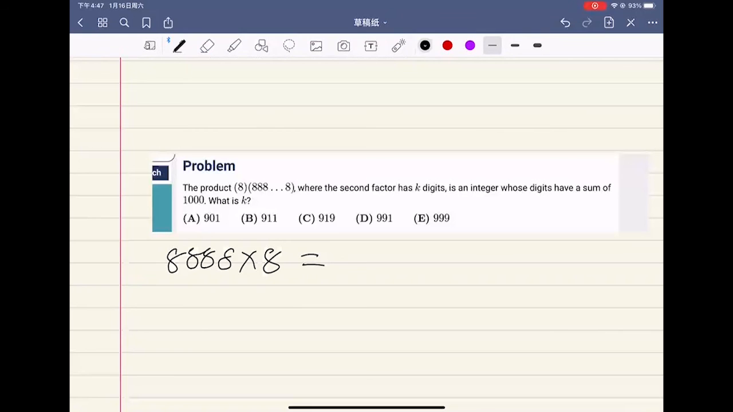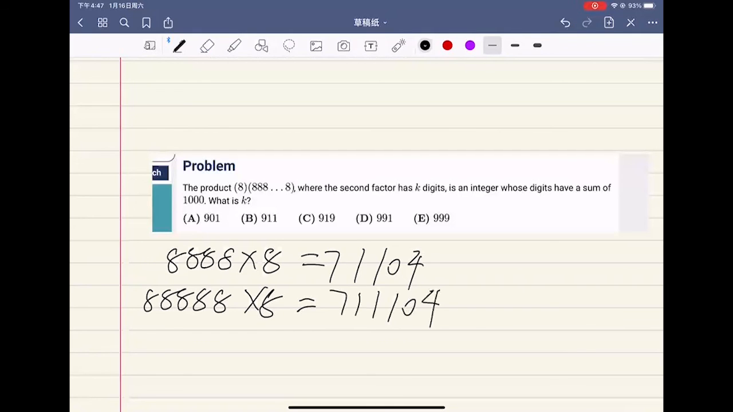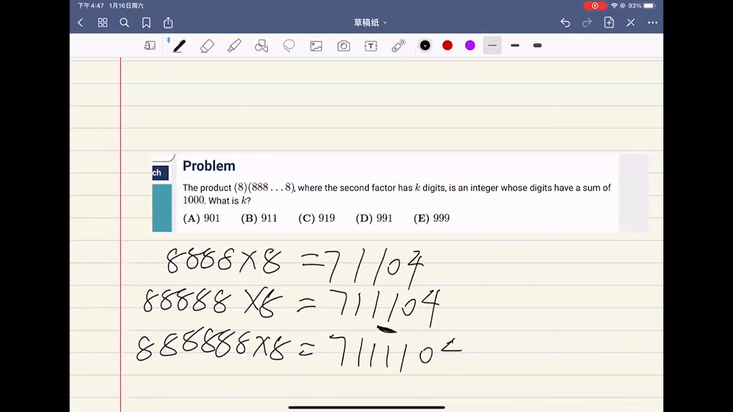Multiply 8 equal 71104. Then let's try 5: 711104. Do you see it actually increases 1 each time? Because if you do 6, it's going to be 7111104. You increase a digit of 8, you increase 1 here.